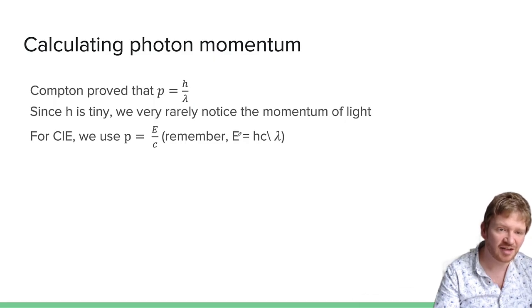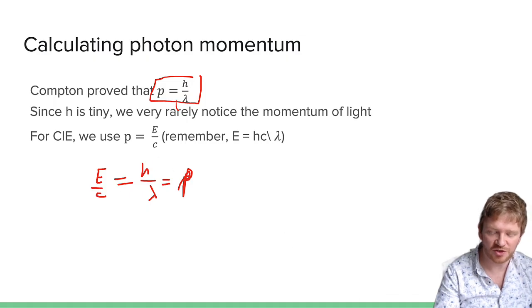You can see that we know that E is hc over lambda, so I could rearrange that to say E over c is equal to h over lambda, and Compton already found that h over lambda is momentum, so E over c therefore is momentum. So momentum shouldn't be a rho, that should be a proper p. So p is E over c, and that's what CIE want you to use.